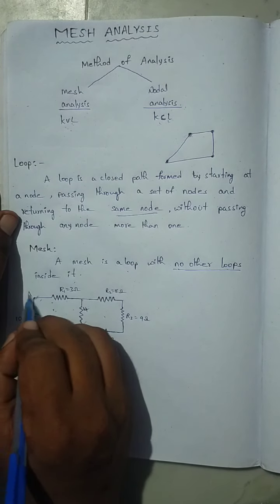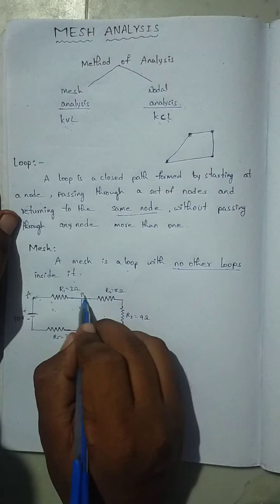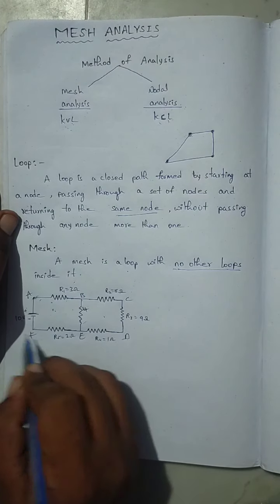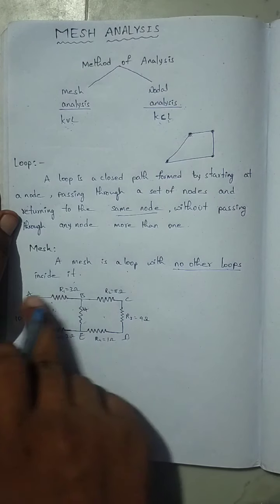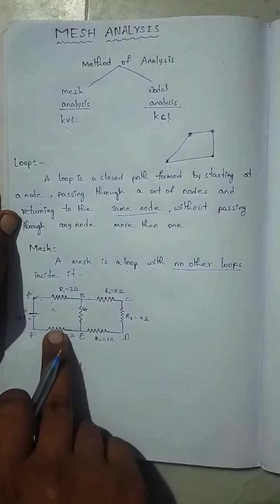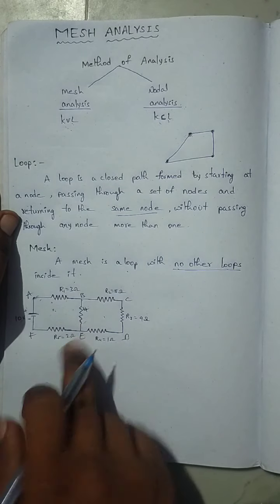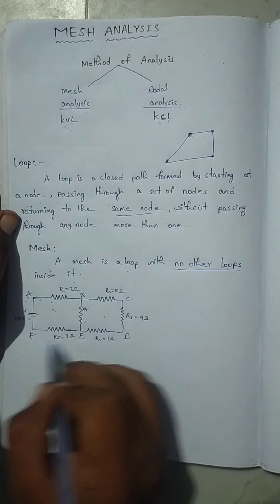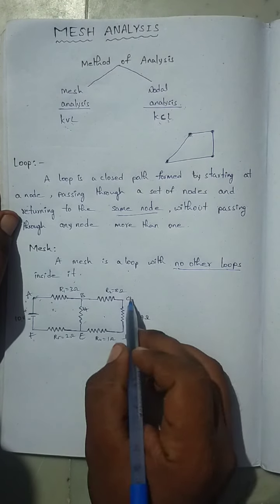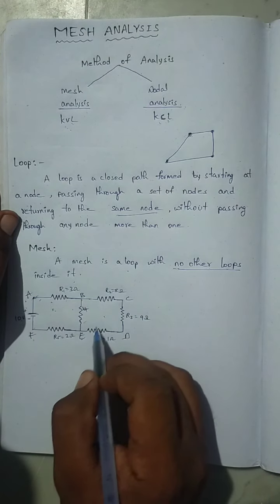Here A, B, C, D, E, F. A, C, D, F, A is a loop but not a mesh. A, B, E, F is a loop and a mesh, and B, C, D, E is a mesh.